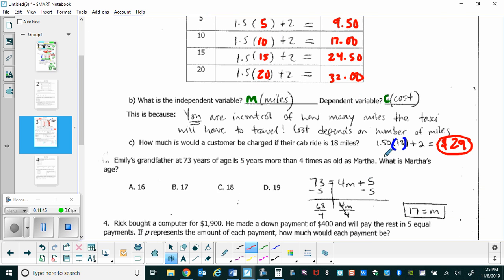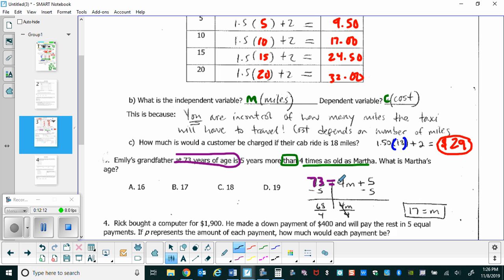And now here we are taking a look at Emily's grandfather. So Emily's grandfather is 73. So there's my 73. And now we have that he is 5 years more than 4 times Martha. So we've got 4 times Martha first. Now show me 5 more than that.